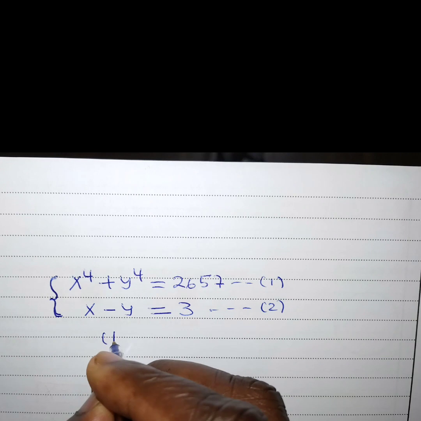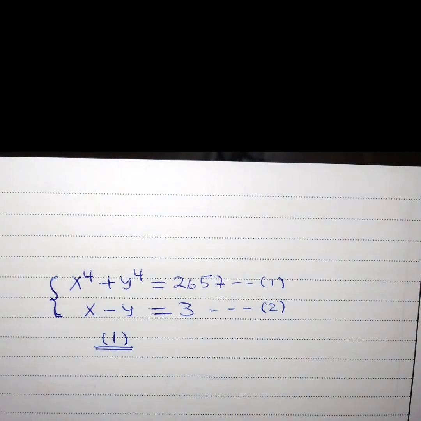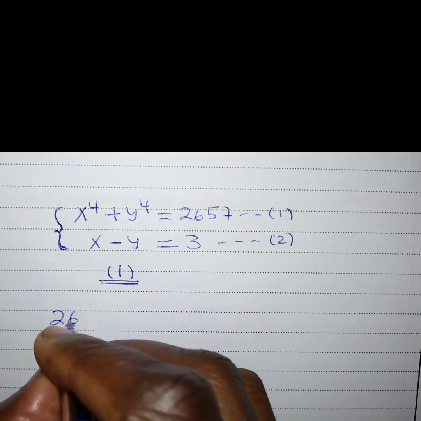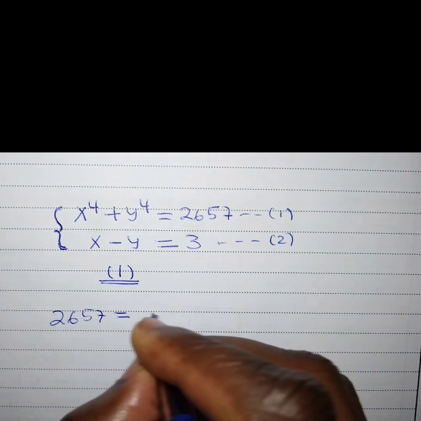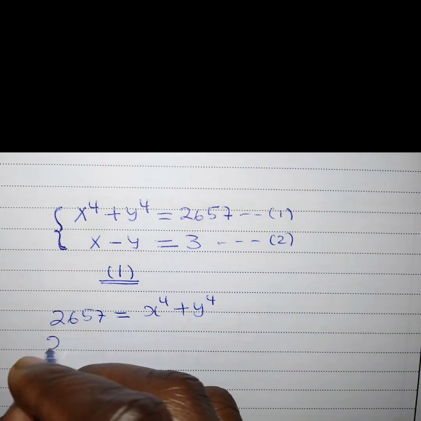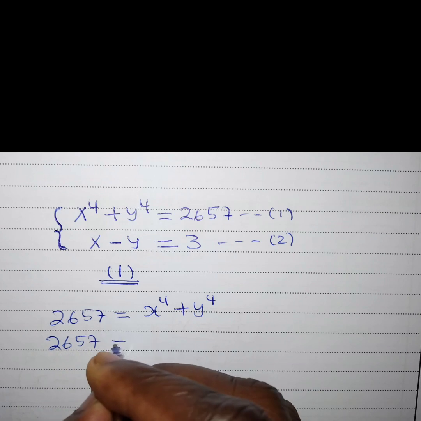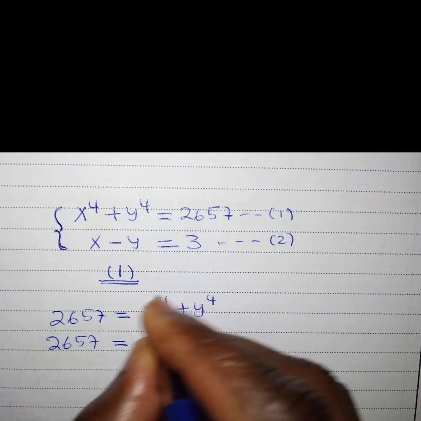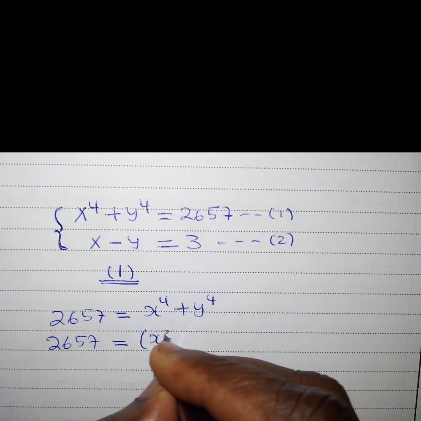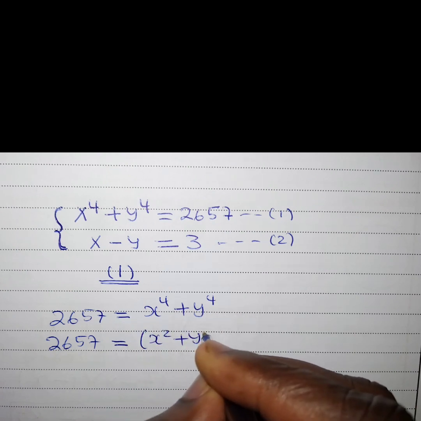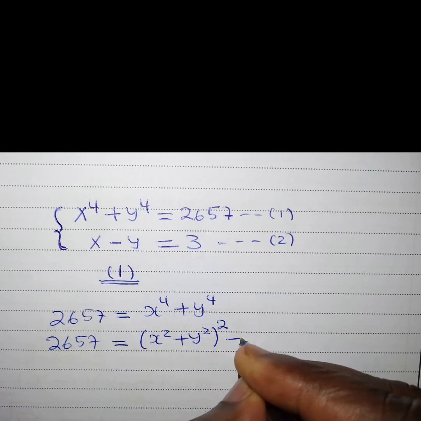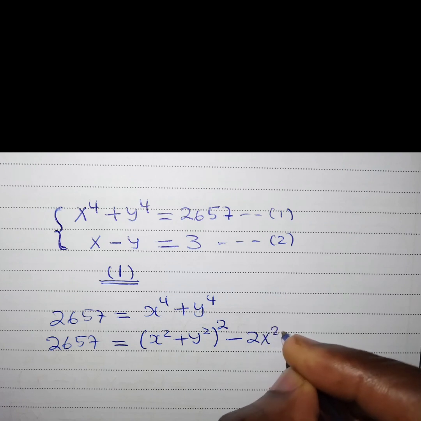I'm going to take equation 1 first. We have 2657 equals x to the power 4 plus y to the power 4. I can write x raised to the power 4 plus y raised to the power 4 as x raised to the power 2 plus y raised to the power 2, everything raised to the power 2, minus 2x squared y squared.